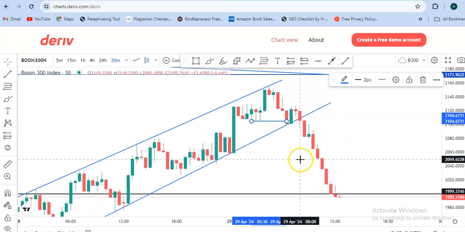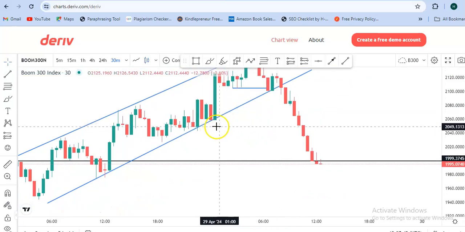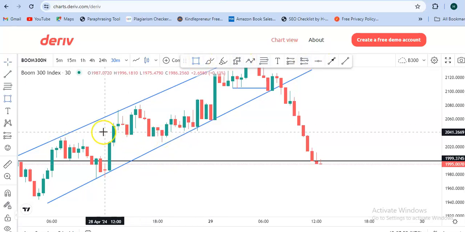First of all, I looked at the nearest support zone. The nearest support zone was very far from it. Look at the nearest support zone around here.